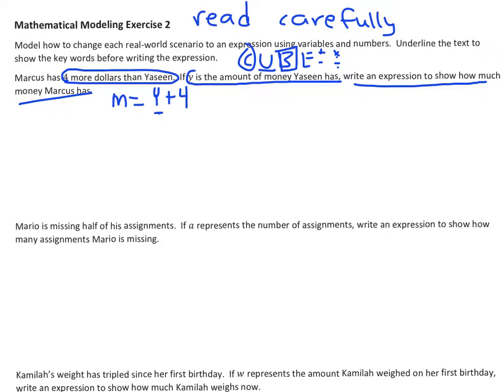So Marcus would have $4 more than Yassine. And we don't know what Marcus's is until we know what Yassine's is. So M equals Y plus 4. I could also say that Yassine plus 4 equals Marcus, right? It's the exact same thing.